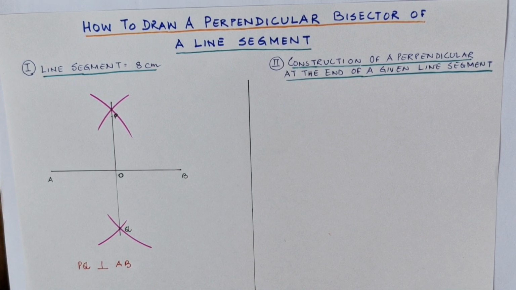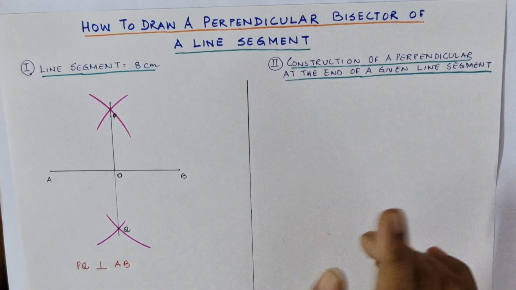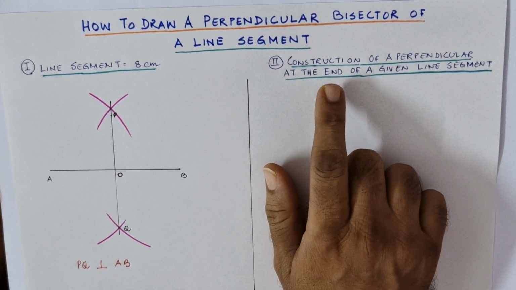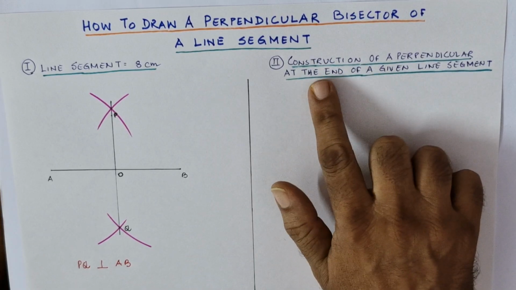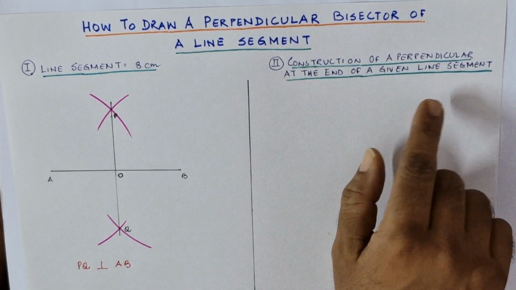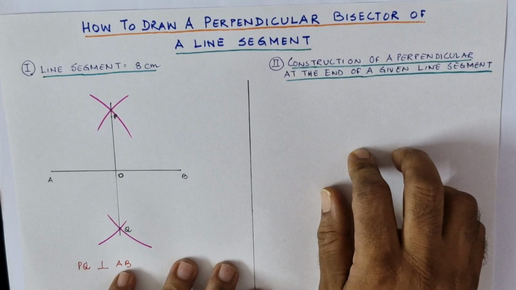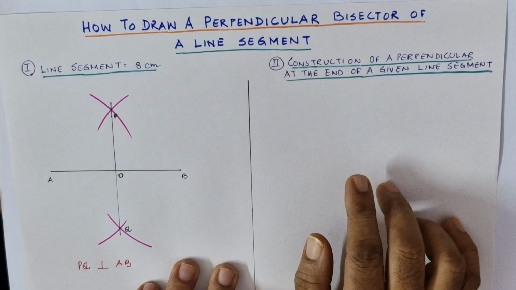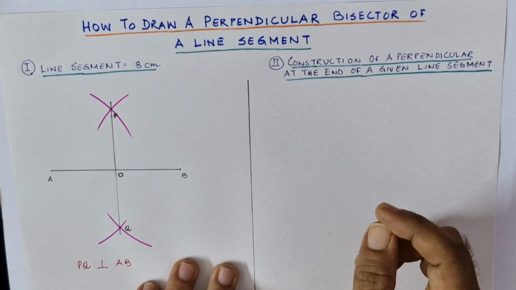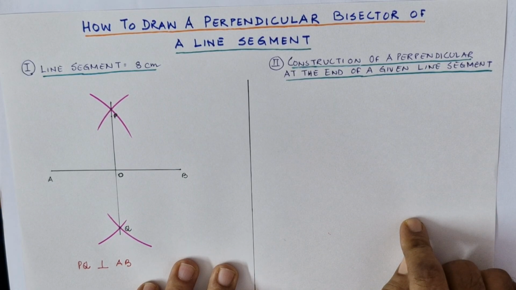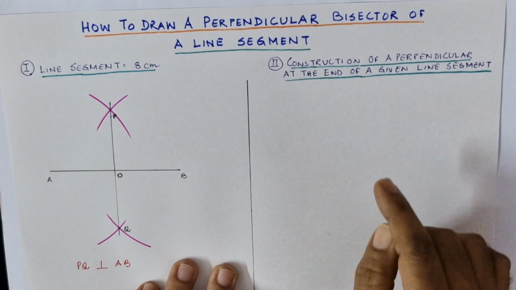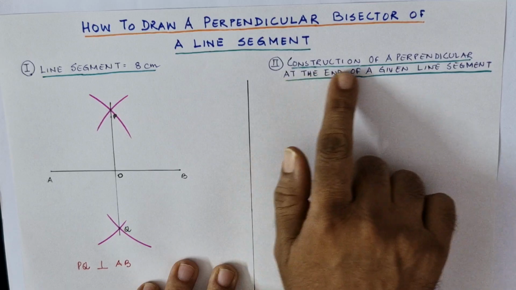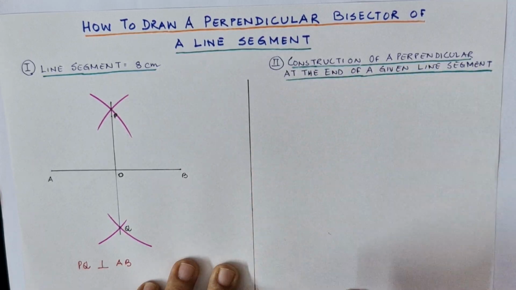Now we'll move to the second construction. In the earlier lectures, we left this one for this class: the construction of a perpendicular at the end of a given line segment. We have seen in the earlier lecture two types of construction. One was the construction of a perpendicular when the point lies on the given line, and the second one is when the point lies outside the given line. Got it? But here, the construction of a perpendicular at the end of a given line segment.